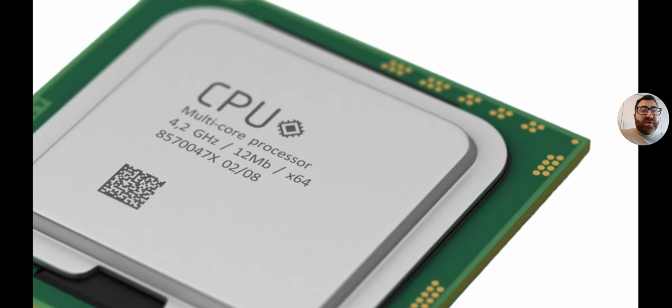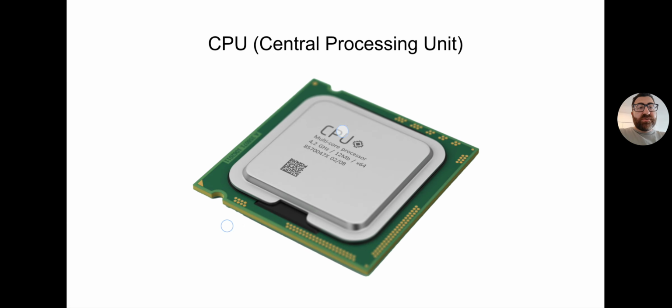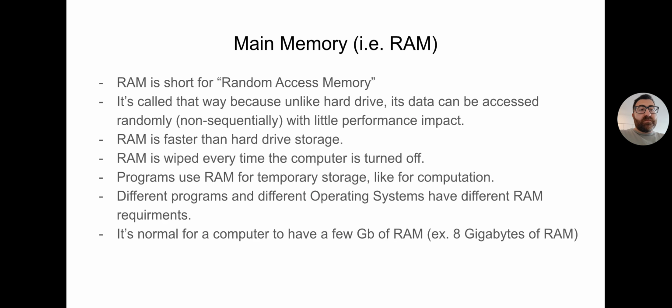Okay, now we're going to talk about main memory, also called RAM. RAM is short for random access memory. It's the first bullet point. Now we're going to go to the second bullet point.